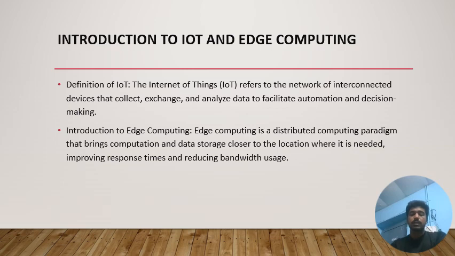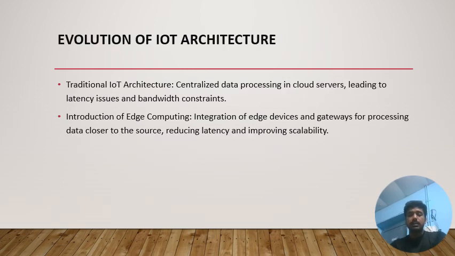Let's move towards our second slide and we'll discuss more about this topic. The second one is the evolution of IoT architecture. Traditional IoT structure: centralized data processing in cloud servers, leading to latency issues and bandwidth constraints. Introduction of edge computing: integration of edge devices and gateways for processing data closer to the source, reducing latency and improving scalability. That means it will improve the data latency.